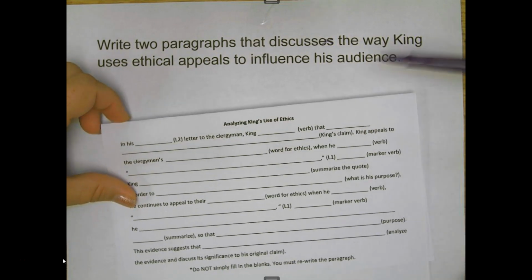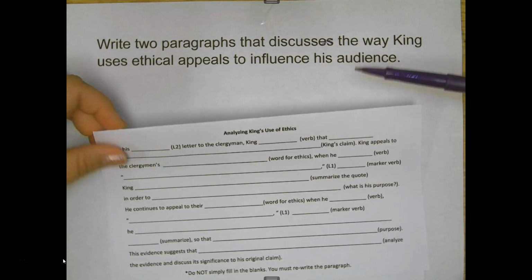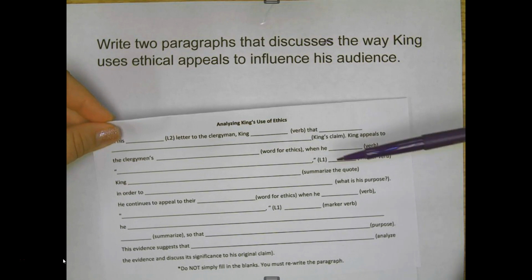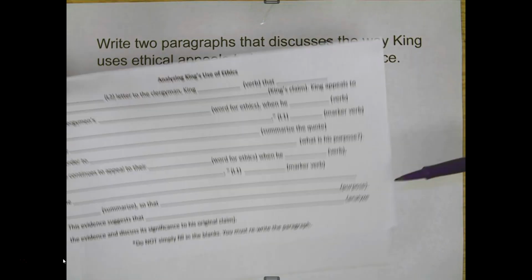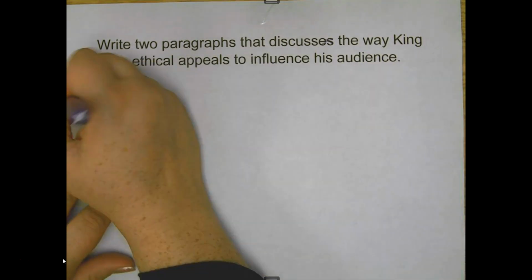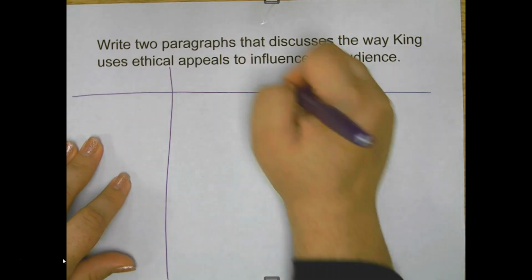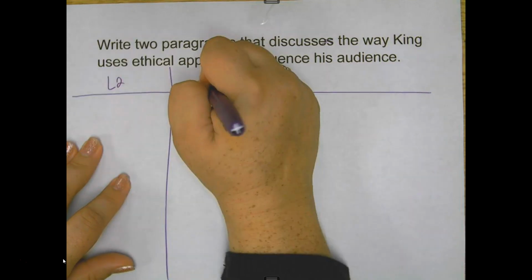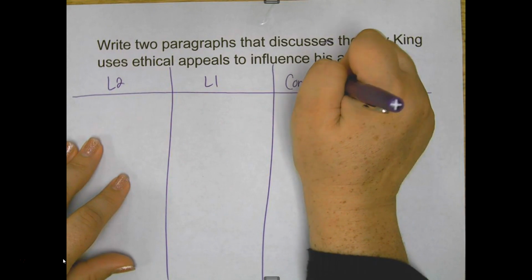So in order to write a rhetorical analysis, you need to have L2s, you need to have L1s, and you need to have your commentary, which is the purpose. So go ahead and, if you haven't already, make yourself a little chart. If you've already done this, you're welcome to skip ahead. Again, this video works for you. You don't work for this video. So it'll be something like this.